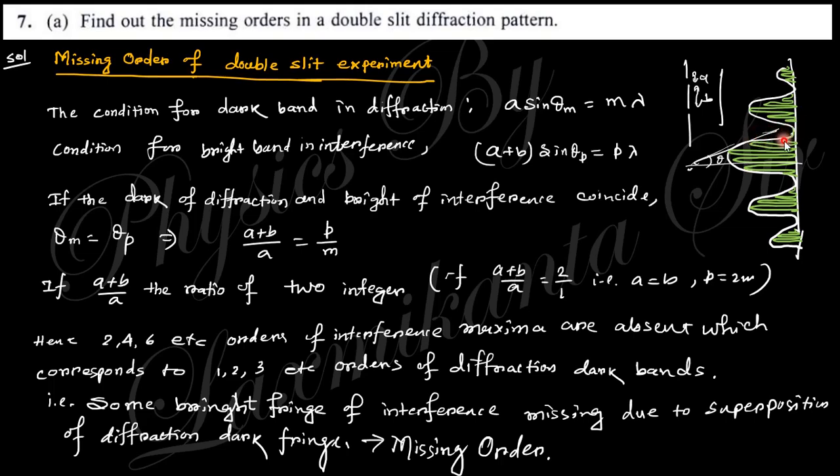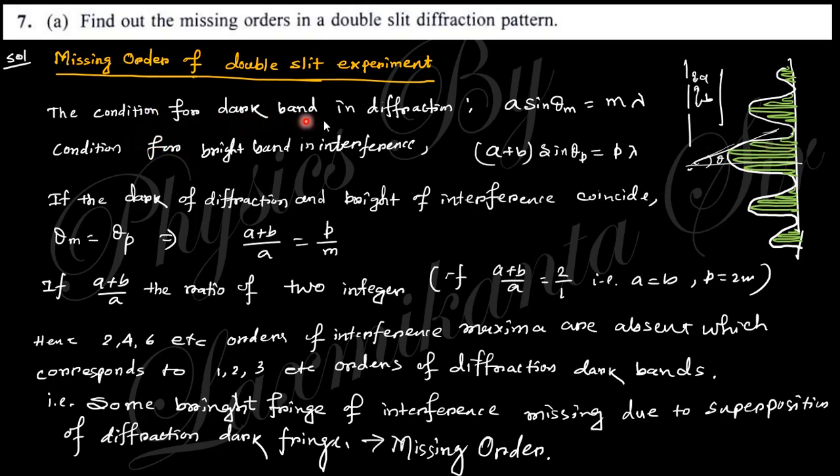The final intensity will be 0, because at that point the diffraction gives you the minimum value and the interference is the maximum, so their product gives you the minimum value. So at that point there is a missing constructive interference pattern. This is actually known as the missing order of the interference pattern.